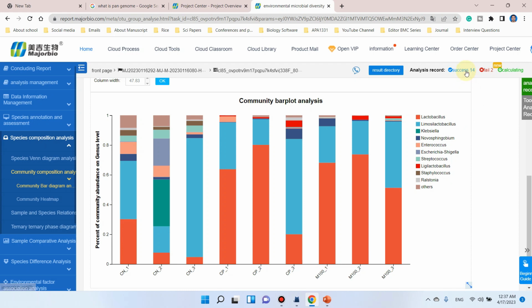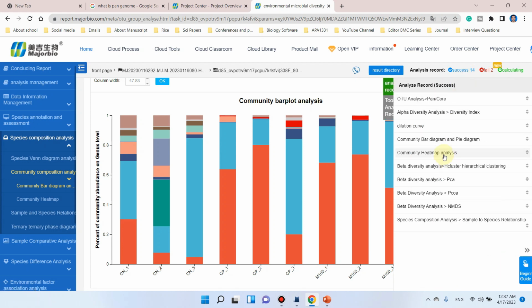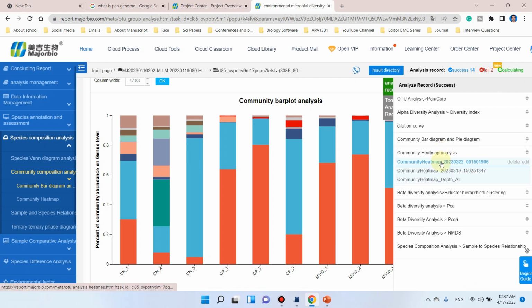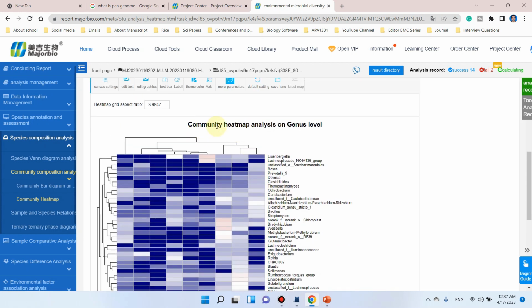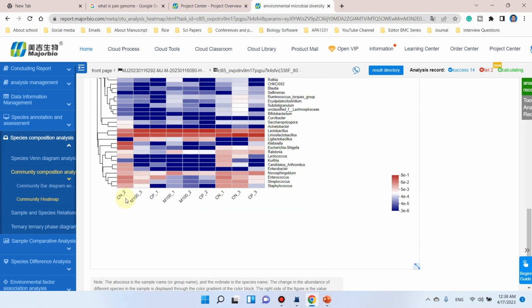So similarly, now we can move to our next community heat map analysis. So you can see here we have community heat map analysis. Here I have performed another one, which I have just used my own. So I will only show you this community heat map, which is showing the heat map at all. So here you can see it is showing the community heat map analysis on the genus level. It is just showing the random.